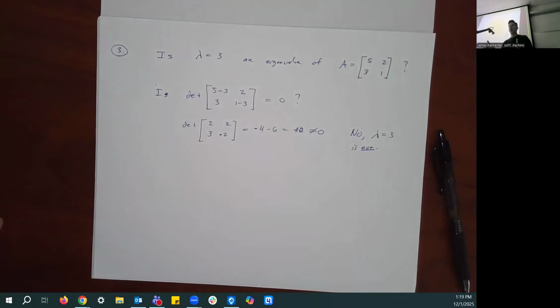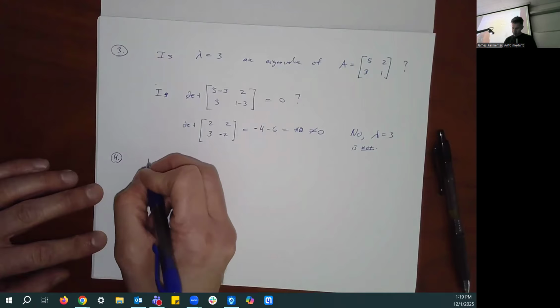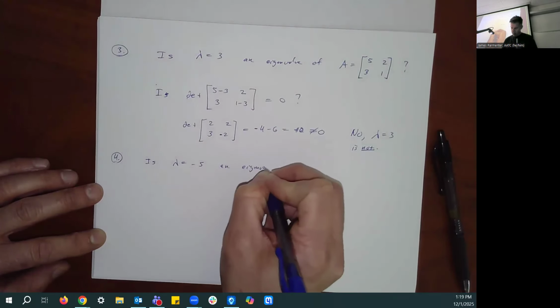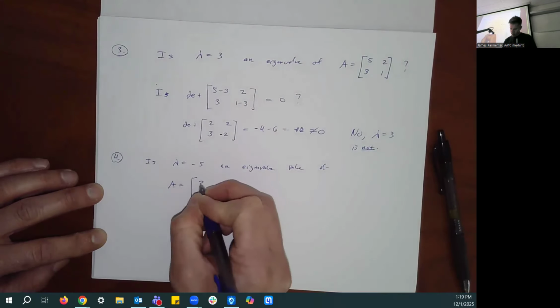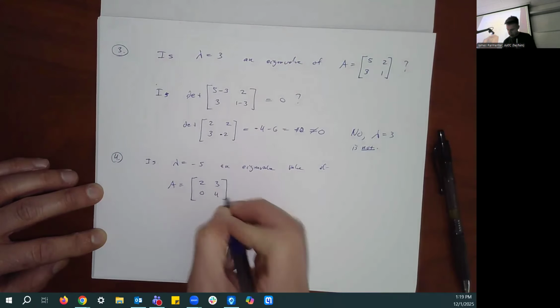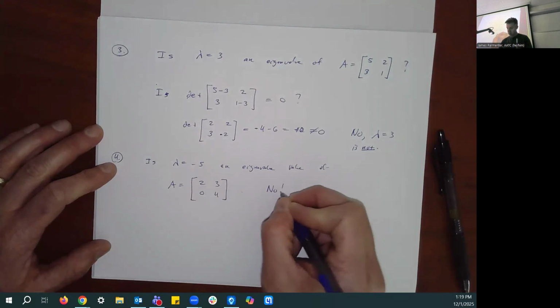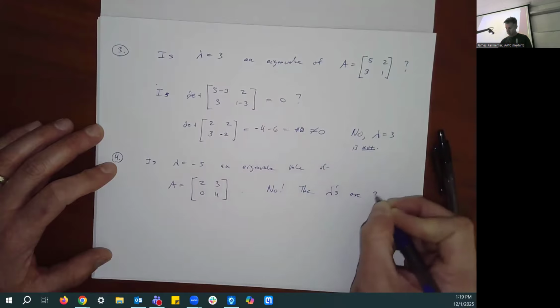Okay, one more, actually two more because I want to point something out. So we could ask, is lambda equal to -5 an eigenvalue of A equal to 2, 3, 0, 4? In this instance, I don't think you need to do really any work because for that matrix, we should all be able to say what the eigenvalues are without doing any work at all. The answer here is no. We already know the eigenvalues. The eigenvalues are 2 and 4.